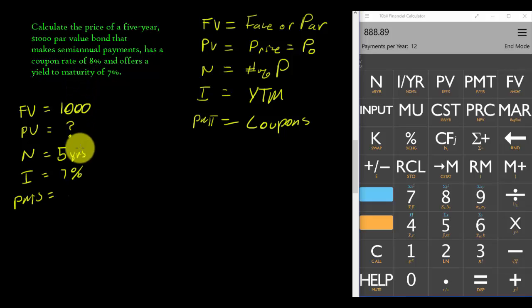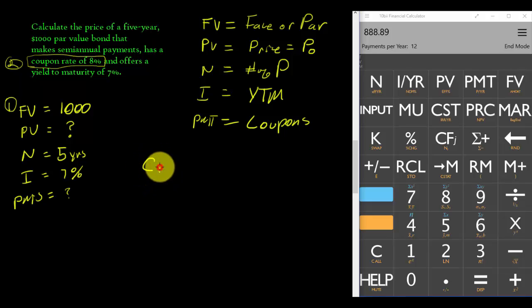So now we're presented with the first problem. What is my payments? What is my coupon? Well, here I have a coupon rate of 8%. This is going to end up being our step 2, finding the coupon. I am missing the coupon. So how do I calculate coupon from coupon rate?